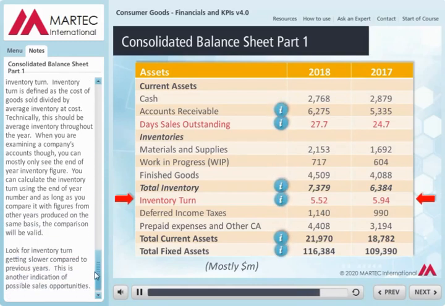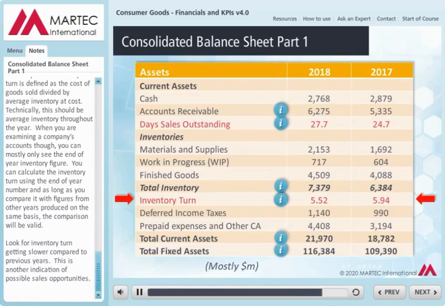Technically, this should be average inventory throughout the year. When you're examining a company's accounts though, you can mostly only see the end-of-year inventory figure. You can calculate the inventory turn using the end-of-year number, and as long as you compare it with figures from other years produced on the same basis, the comparison will be valid.